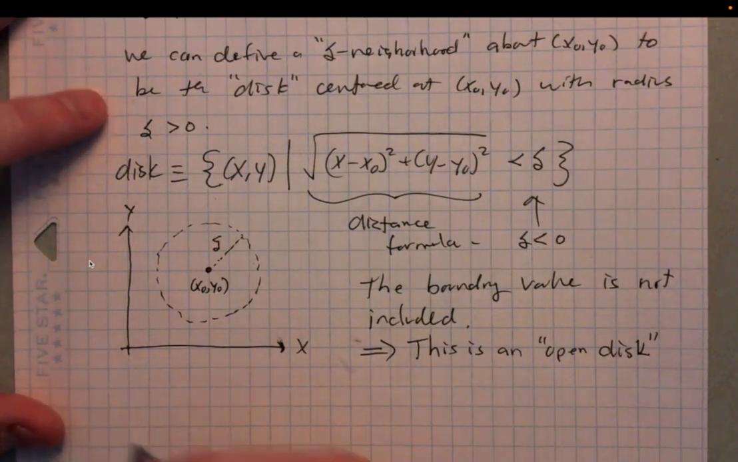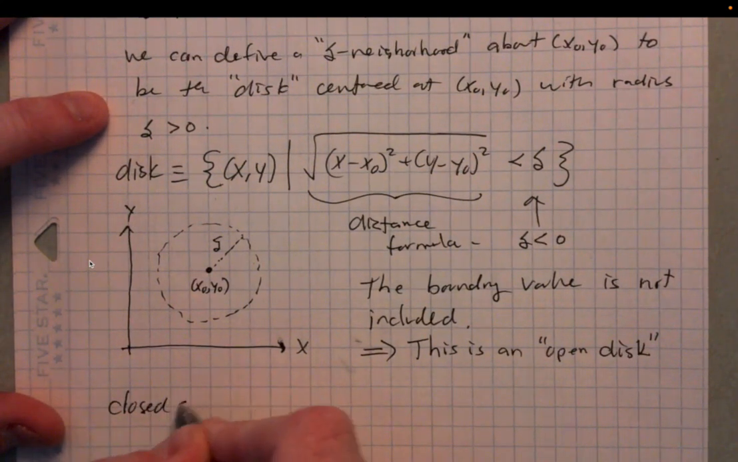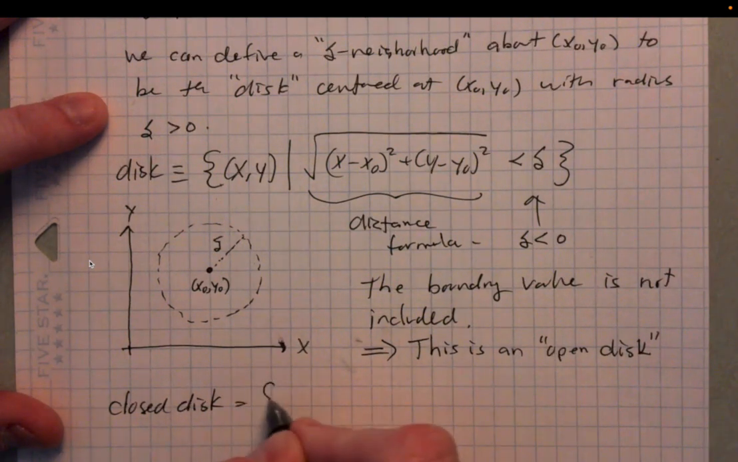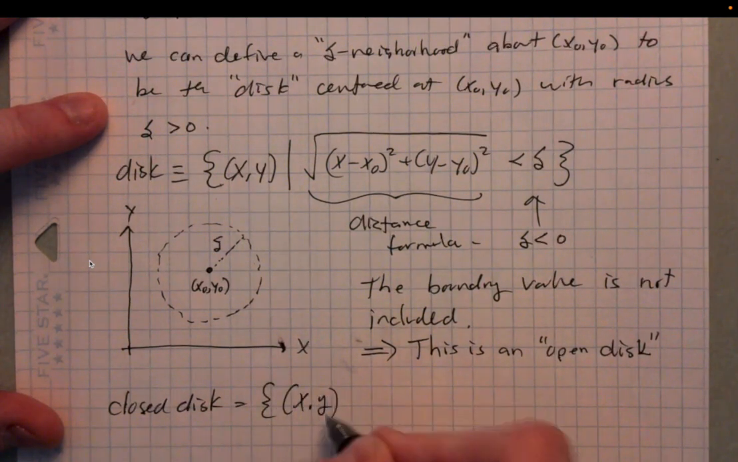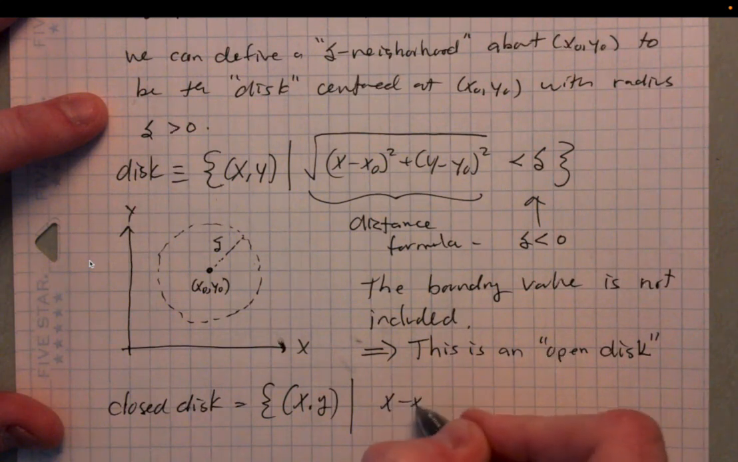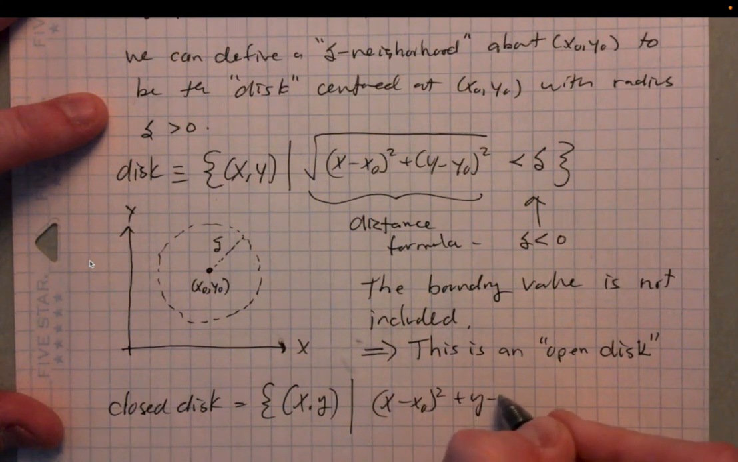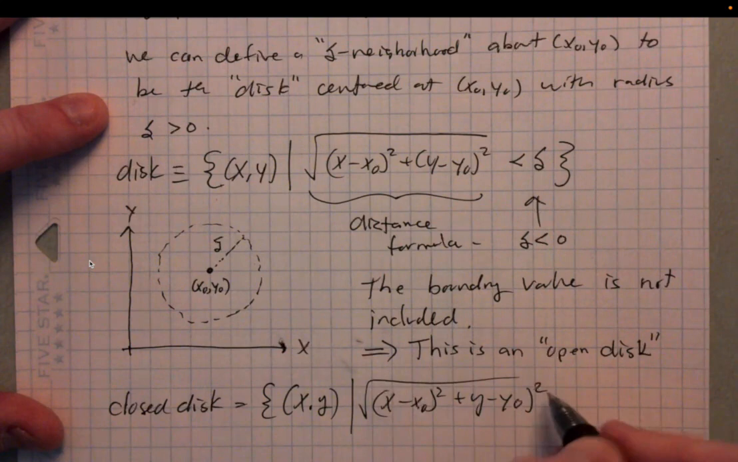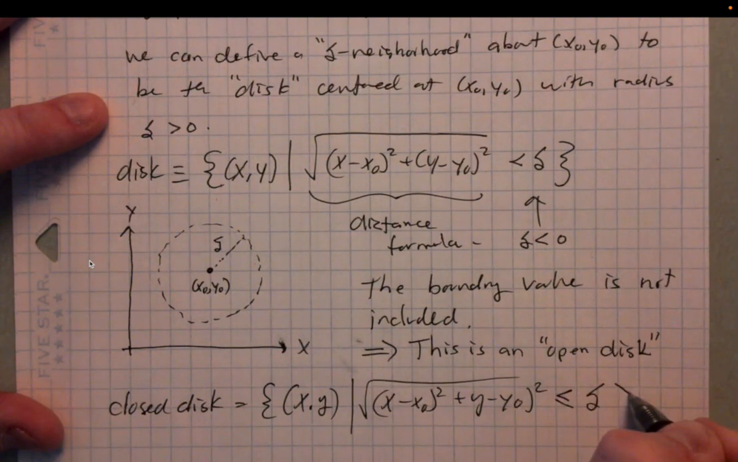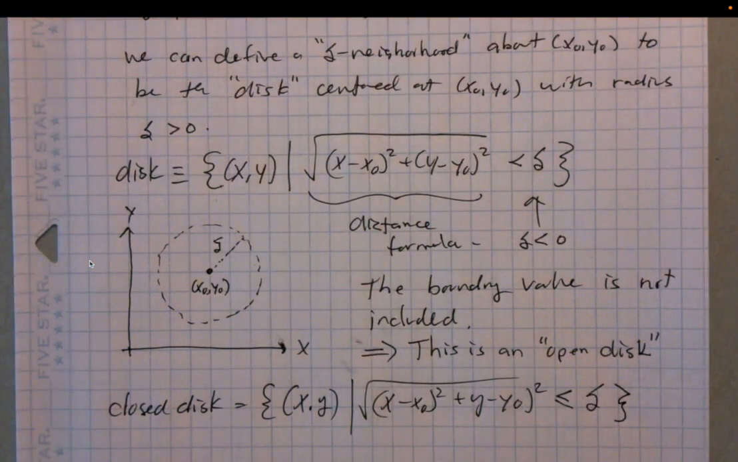You could easily create a closed disk. It'd be the same basic structure. We would just change the inequality slightly to be less than or equal to, an otherwise identical formulation. And so this is the starting point for limits and continuity. We have to be able to discuss these disks.